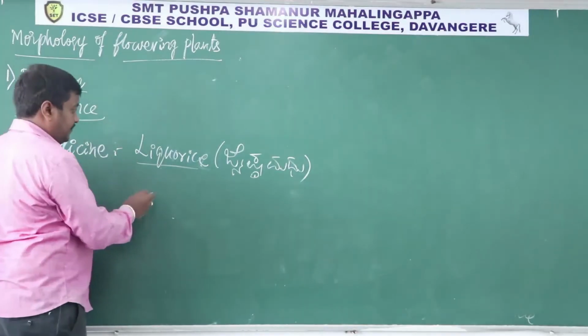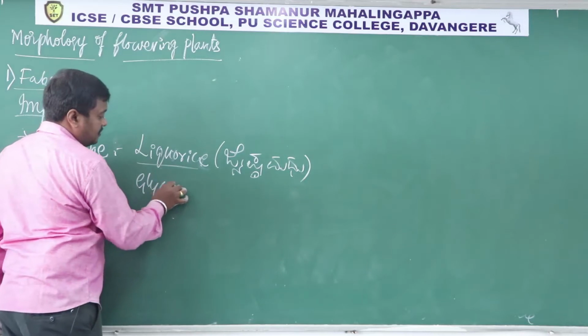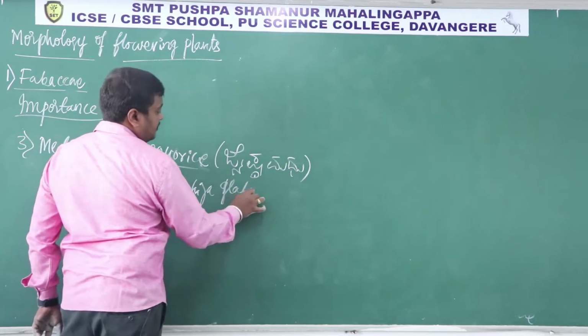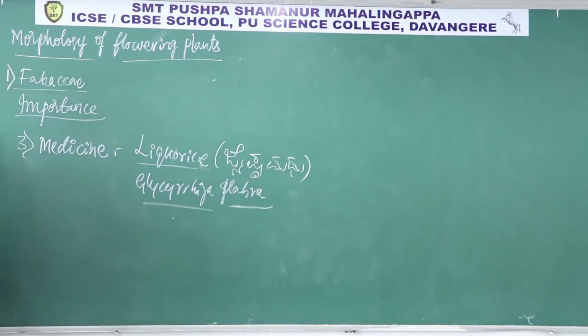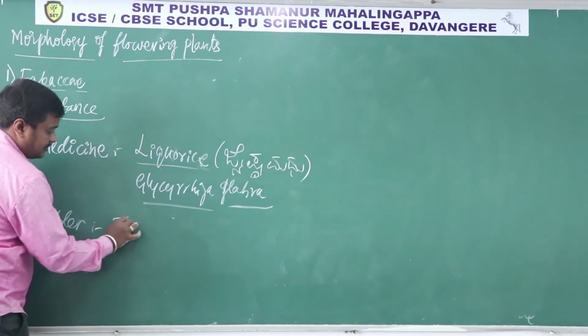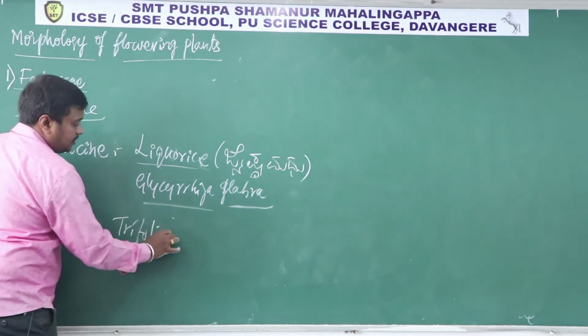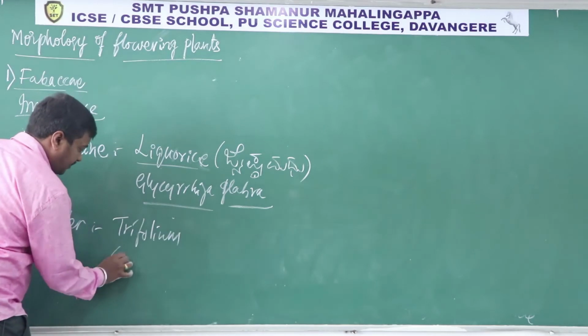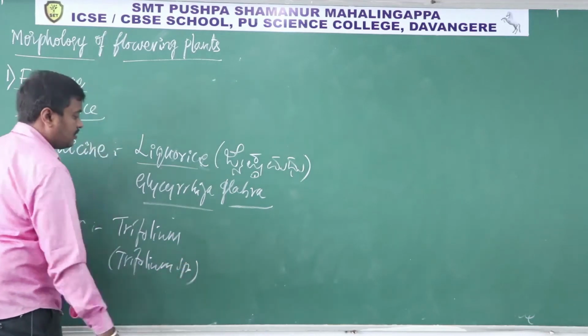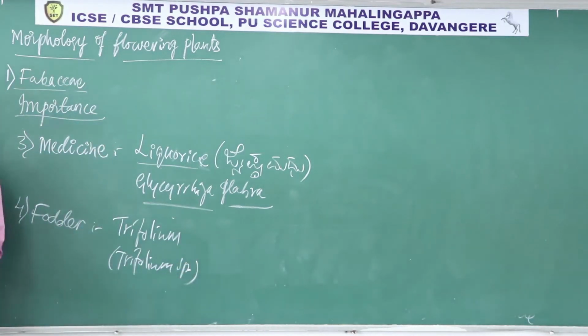Okay, so the scientific name is Glycyrrhiza glabra. Okay, next, a few plants are used as fodder. So fodder like Trifolium. Its scientific name is also Trifolium species. Okay, that can be used as fodder. Okay, so this is the importance of the family Fabaceae. Okay. Yeah, thank you.